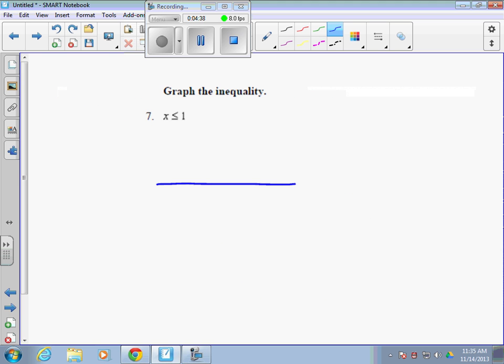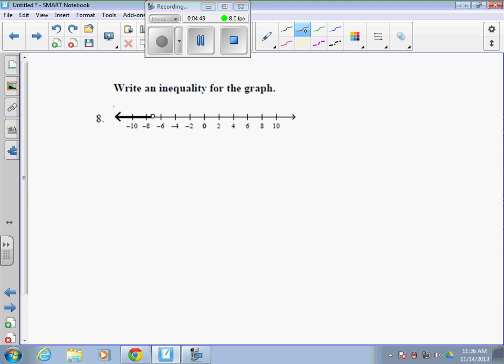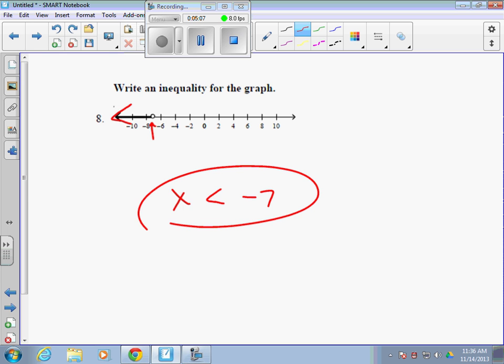Graph this inequality. It's greater than or equal to means colored in. Less than means go that way. You can look at it as the arrows point you that way. Write an inequality for this one, we have negative 7. So we have X and we have negative 7, because that's the number that's represented between -8 and -6. It's an open bubble, so it's not going to be or equal to. It points this way, so that means it's going to be x is less than -7.